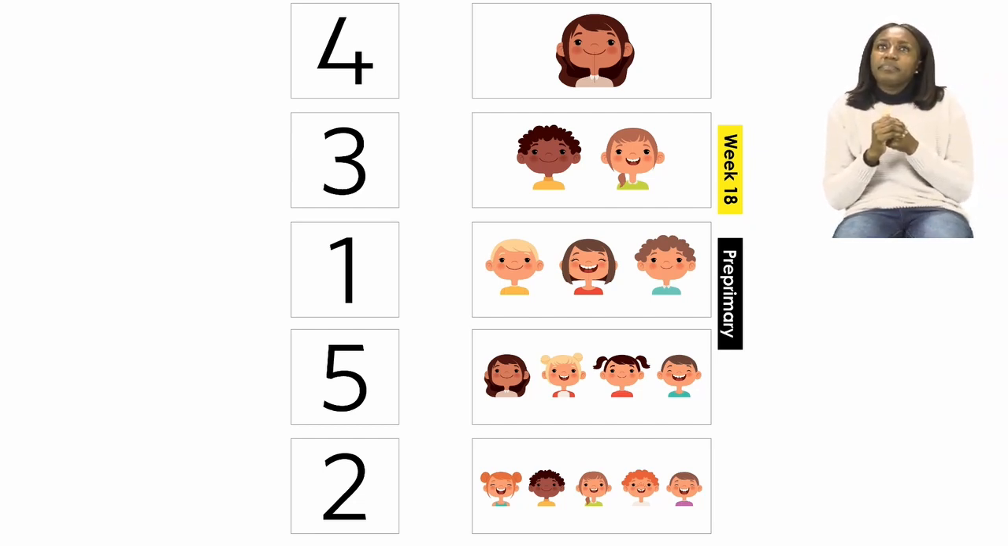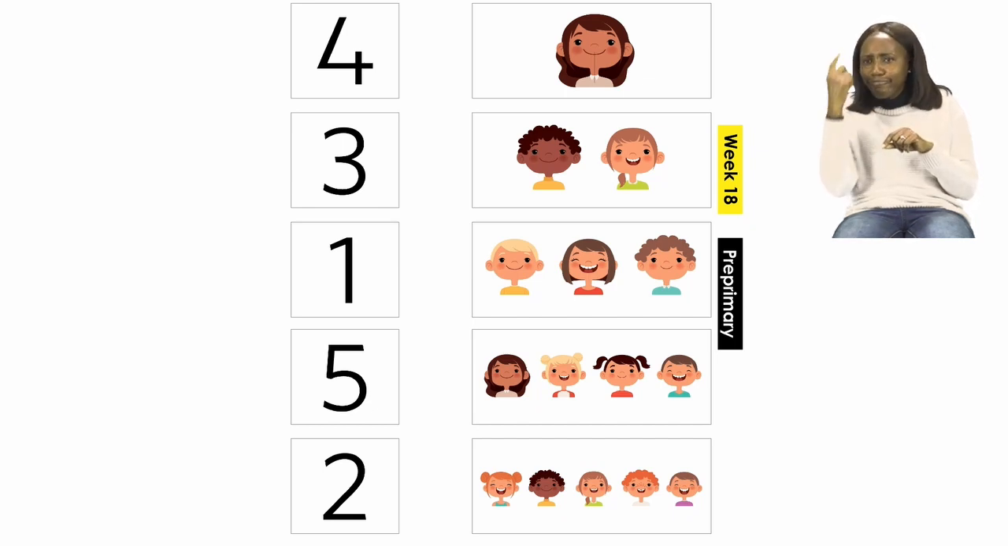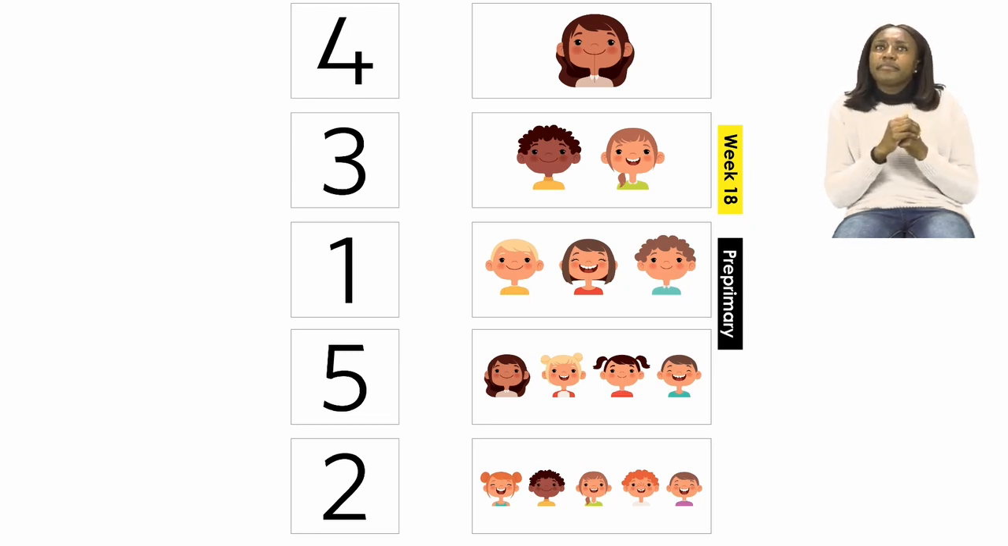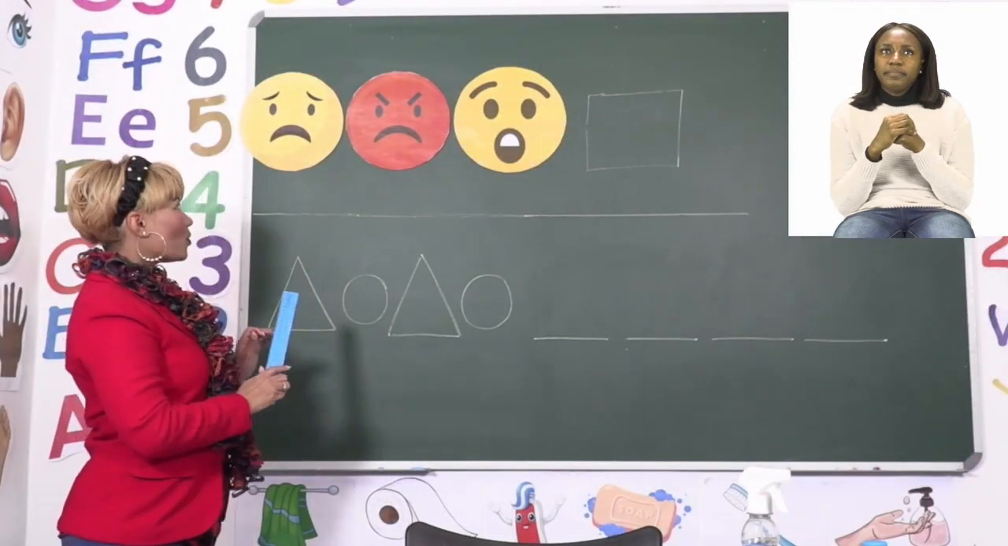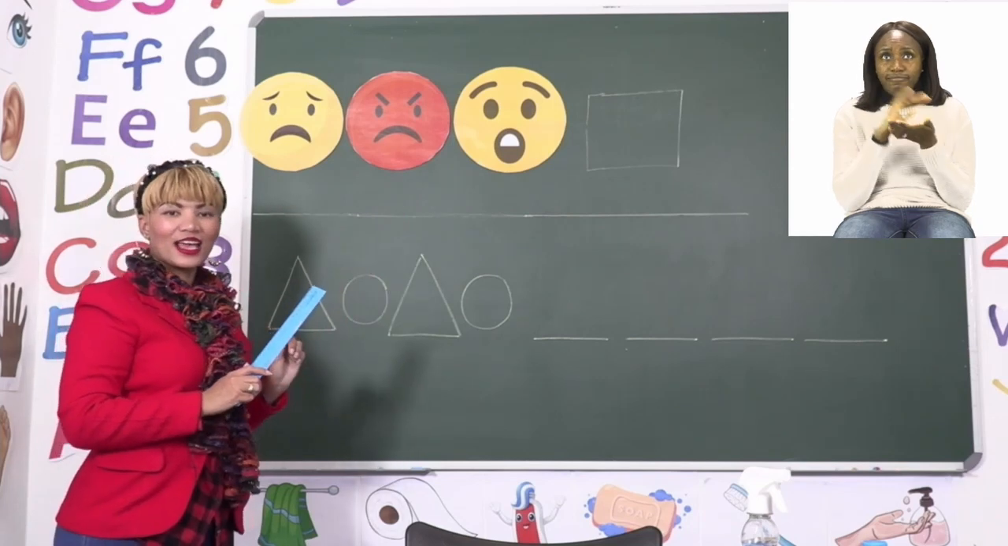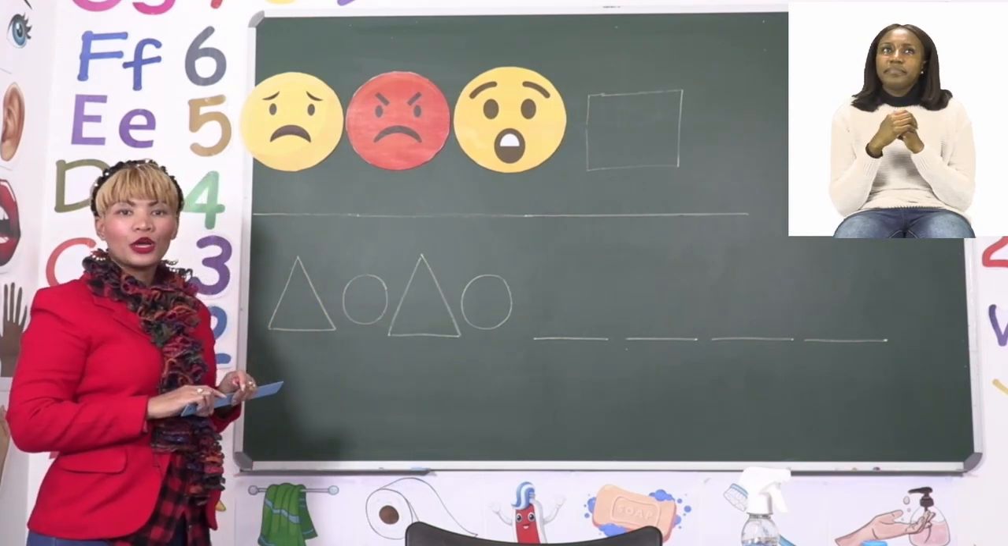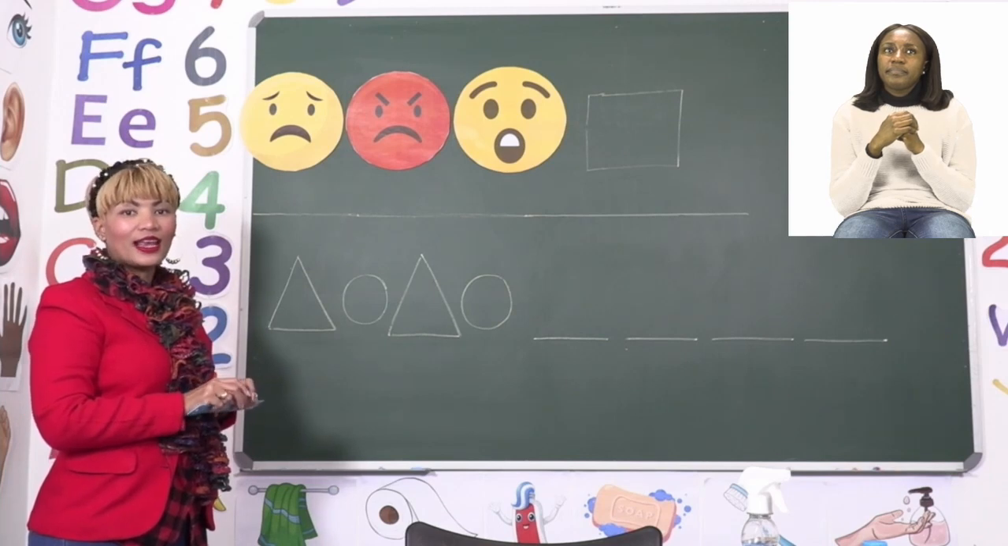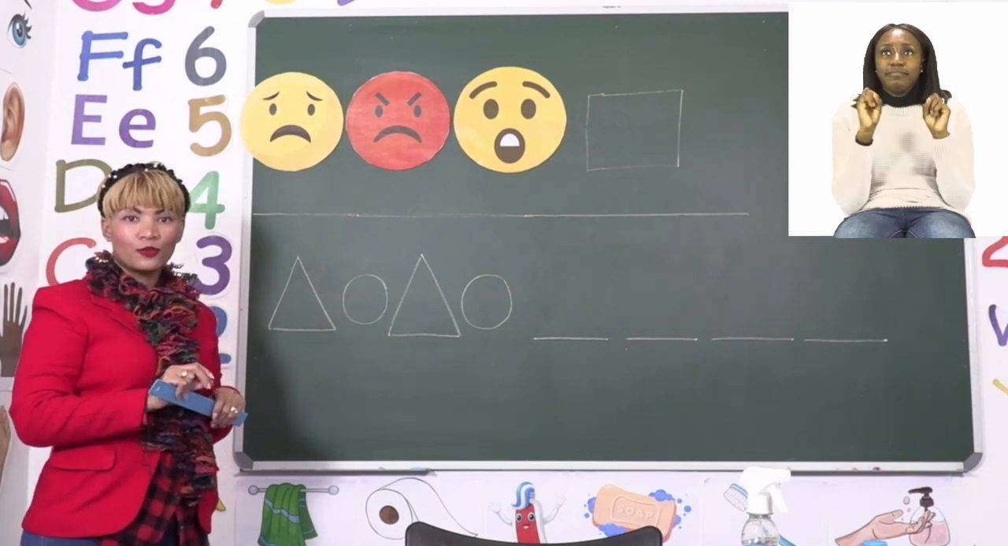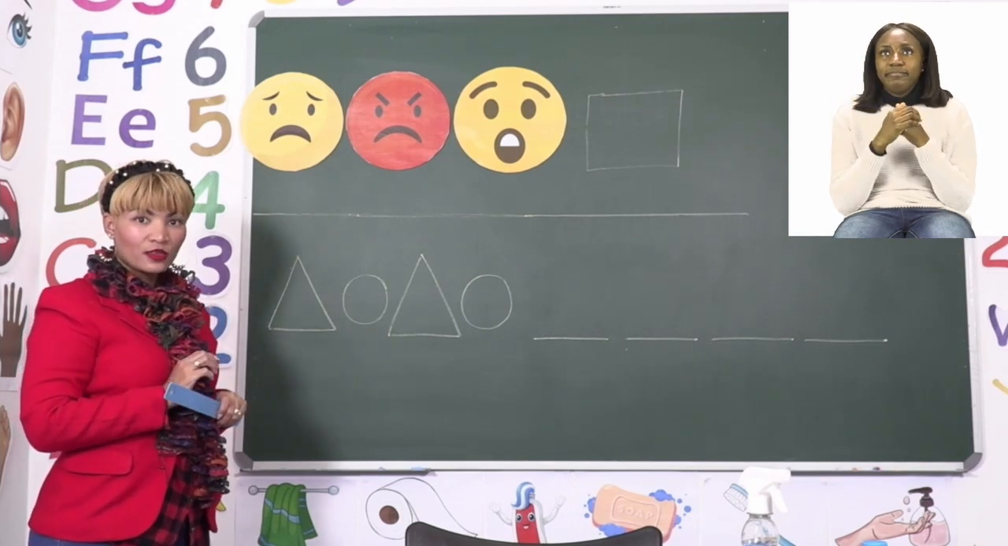So, in the next part, you will see next to these numbers, you have these pictures of the different faces. So basically, you have to count the faces and match it with the numbers. Now I'm going to show you on the board how you have to count your faces. Now on the board here we have a few different faces as well. So I want you to count with me. Let's count how many faces we have on the board. Can you count with me?